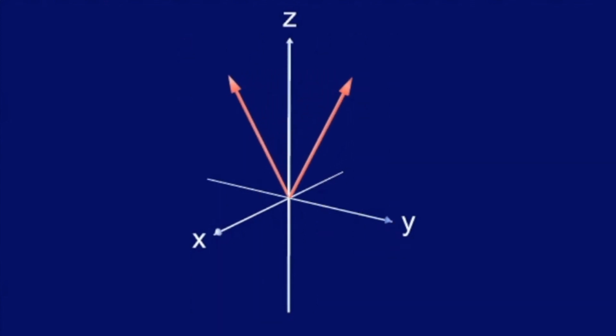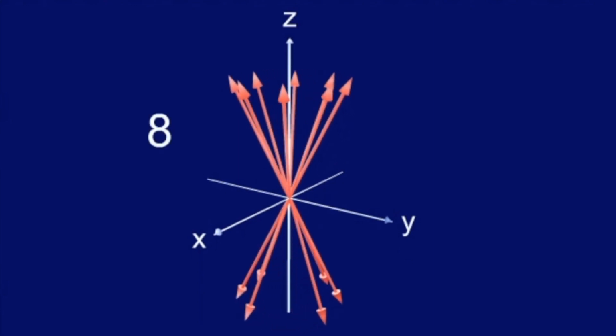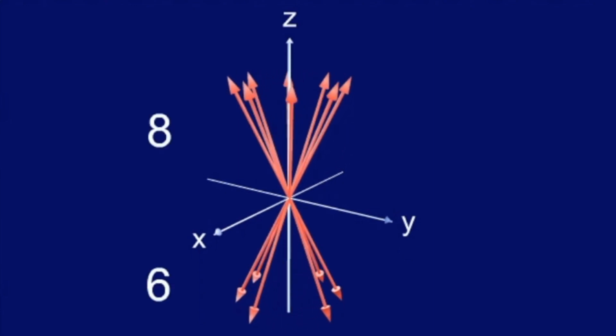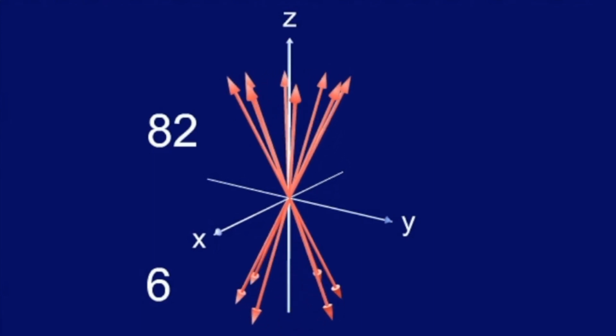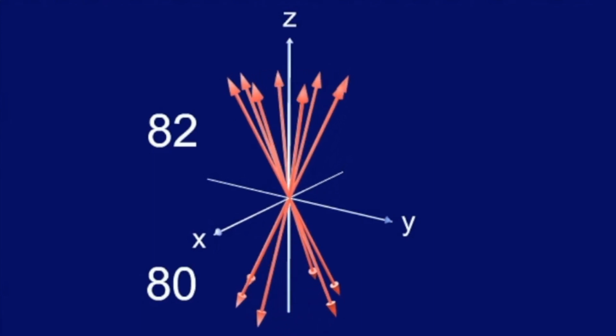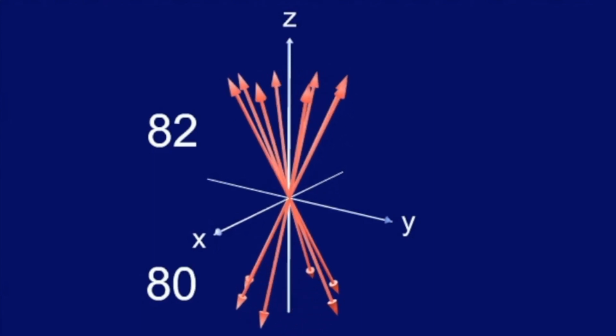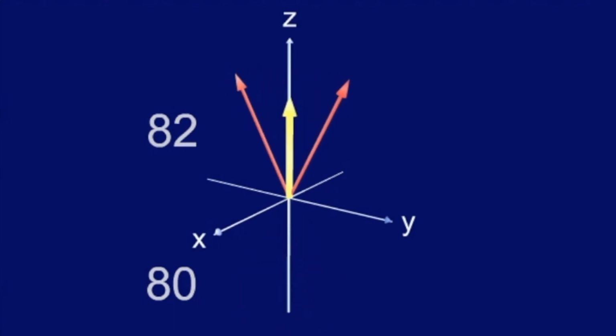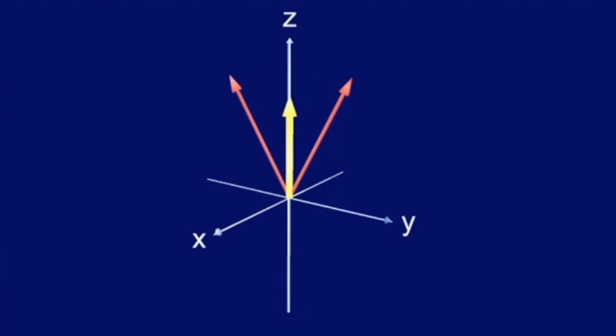Instead of only these two protons, in reality there may be 8 pointing up and 6 pointing down, or 82 up and 80 down. There should only be 2 more protons pointing up. As we know, these are the ones that have a net magnetic effect, because their effects are not cancelled out.